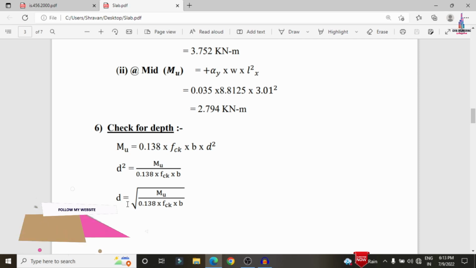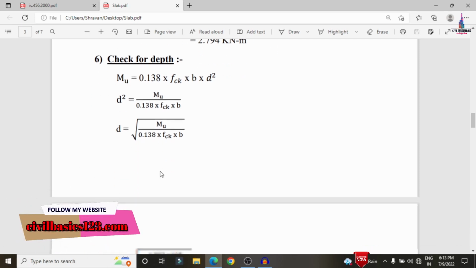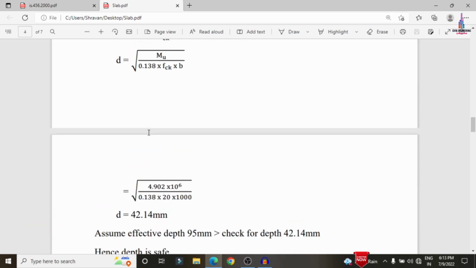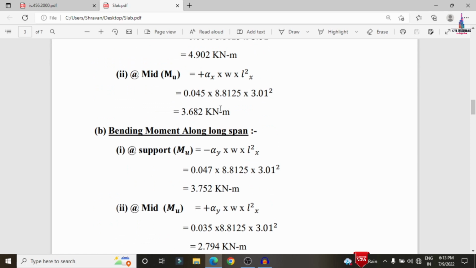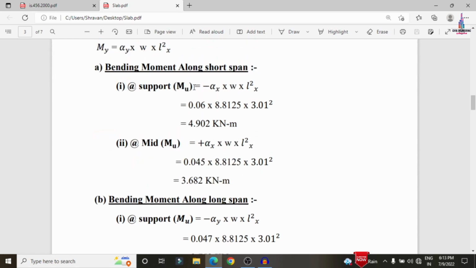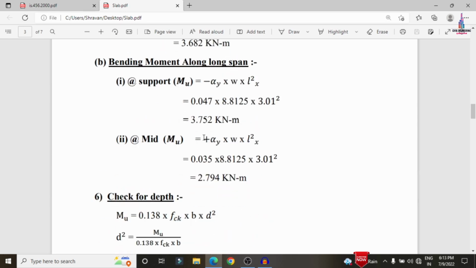Okay, to find the value of d, the depth, we need to take the square root of this particular factor. Again, in the same process, we substitute the values. From the moment values, we need to consider the maximum moment, whether negative or positive, in the x direction or y direction. Here, the maximum moment comes under the negative x direction case, which is 4.902 kilonewton meter.